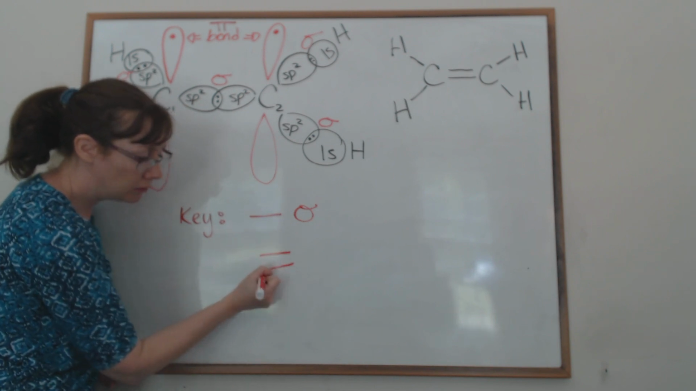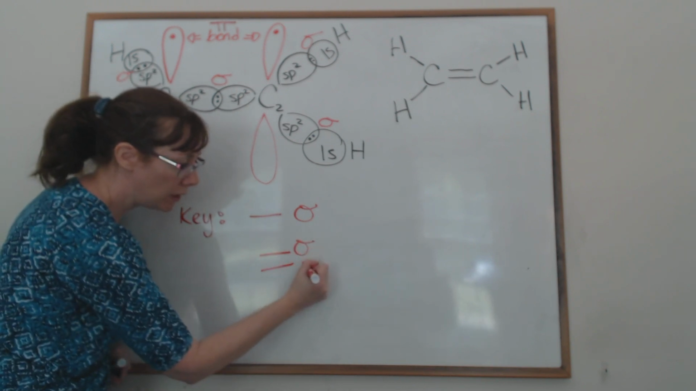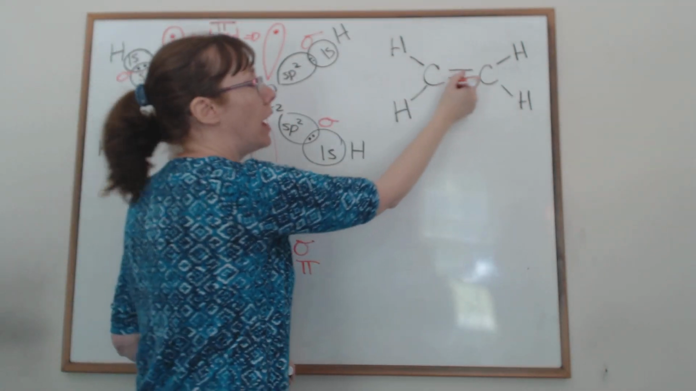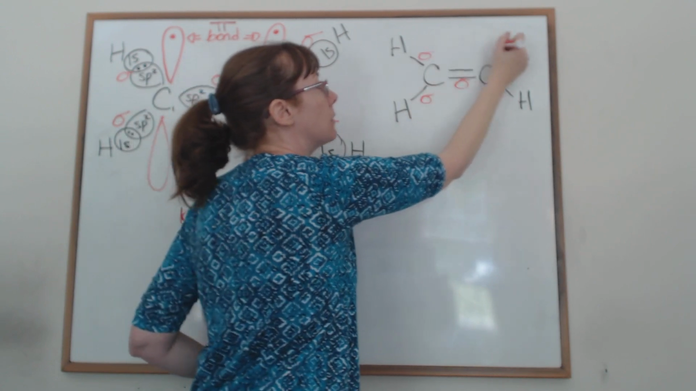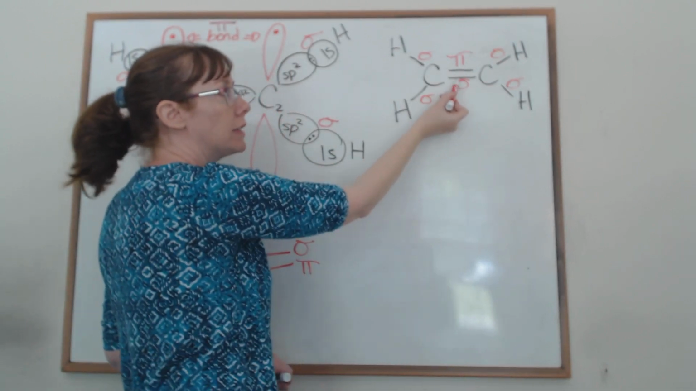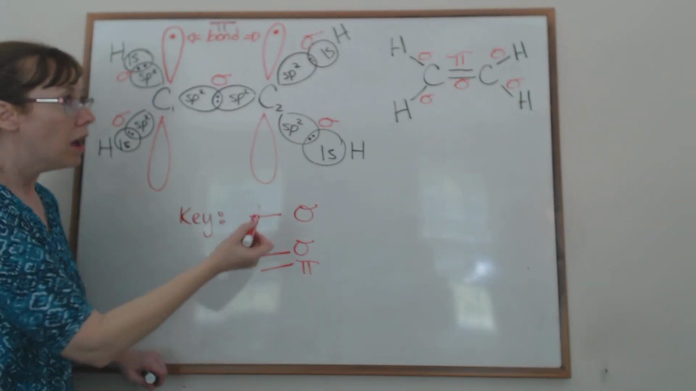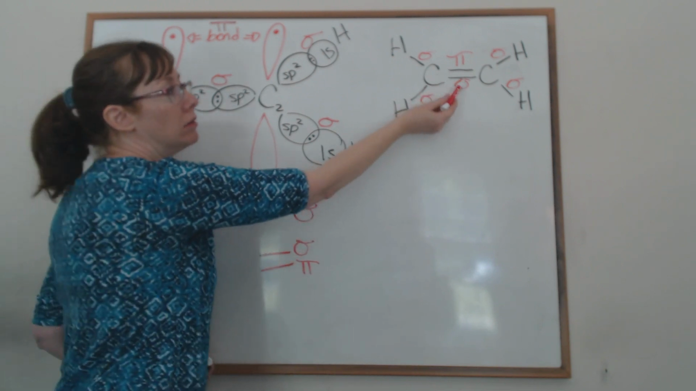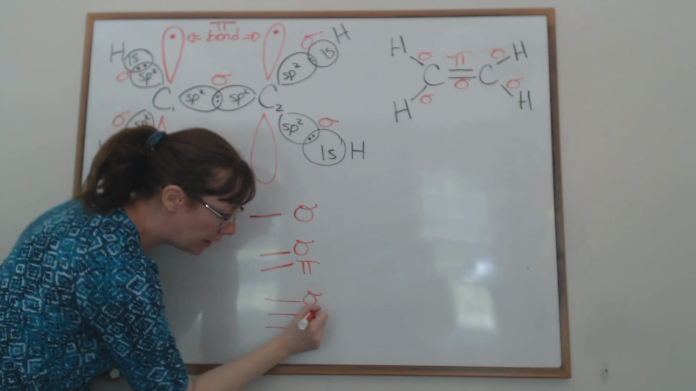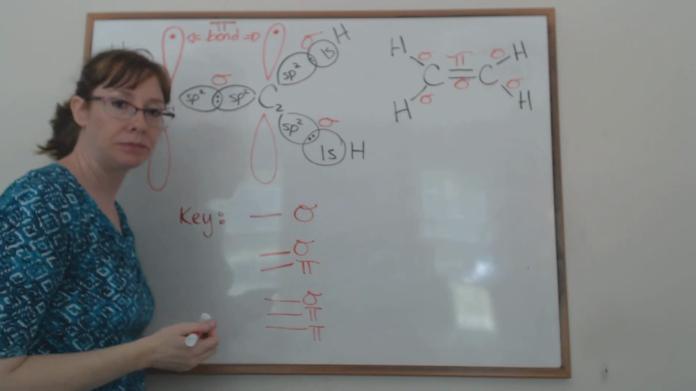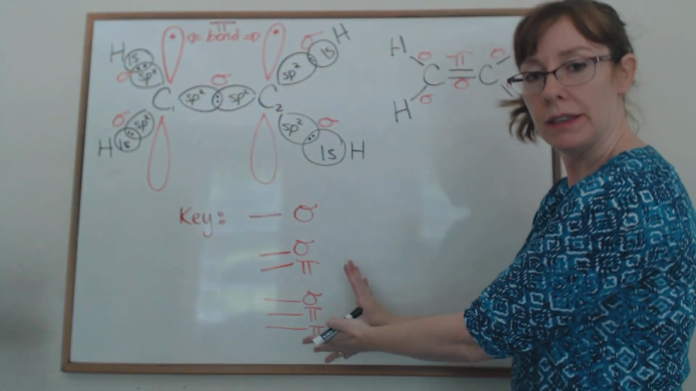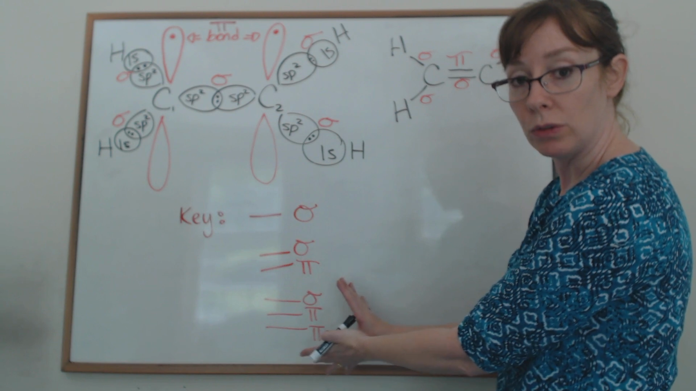Double bonds always have one sigma and one pi, just like we saw with this double bond. Okay, I didn't finish labeling this. These were the 5 sigmas. That was a sigma and this was a pi. You can do these in either order, it doesn't matter. A double bond will always have one sigma and one pi. A triple bond will always have one sigma and 2 pi bonds. And so this is going to be always true, okay?